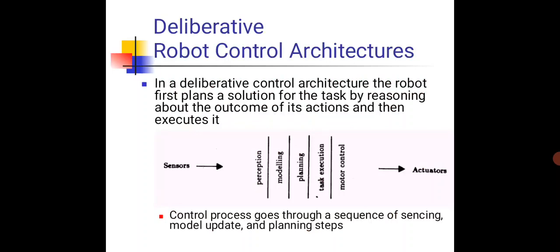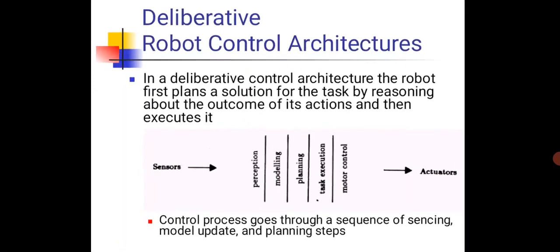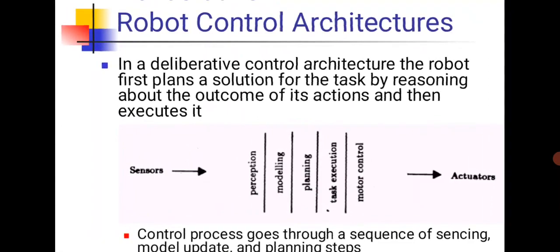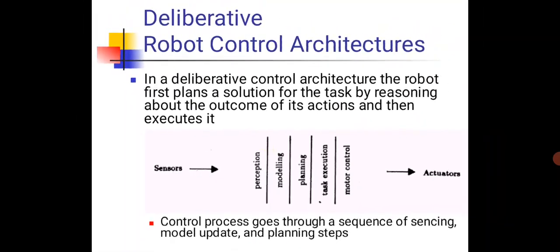In a deliberative control architecture, the robot first plans a solution for the task by reasoning about the outcome of its actions, and then it executes. You can see here there is a sensor and actuator. Between them is a layered structure: perception, modeling, planning, then it executes the task, and finally the control is given to the motor through the actuators. So this is termed a deliberative robot control architecture. The control process goes through a sequence of steps such as sensing, model updating, and planning.